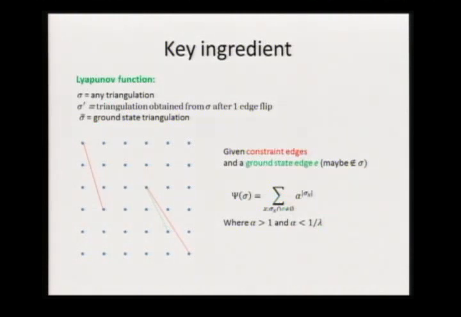What you do is you look at all edges in your triangulation sigma that cross this green edge here, and then your Lyapunov function, given the constraint edges and the ground state edge, is just the sum over all edges that cross the green edge of this parameter alpha to the size of the edge, where alpha is bigger than 1.